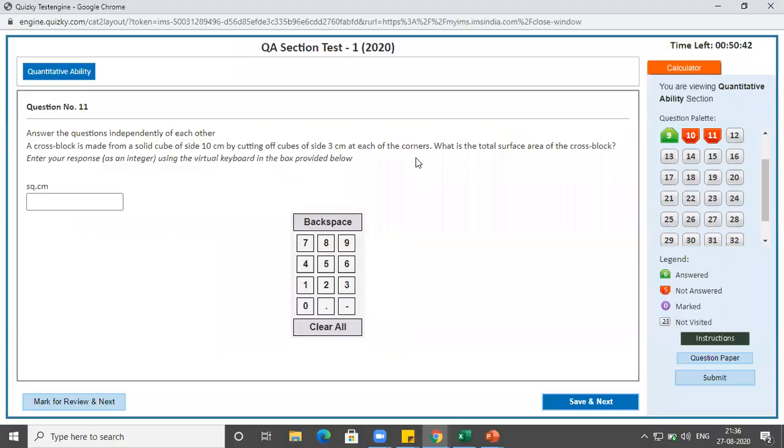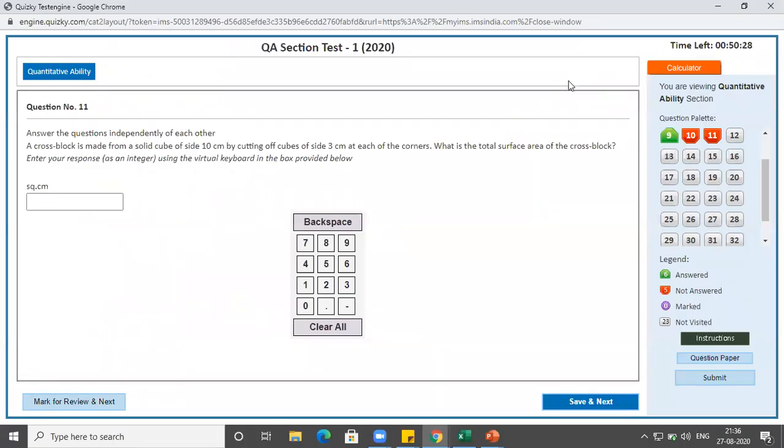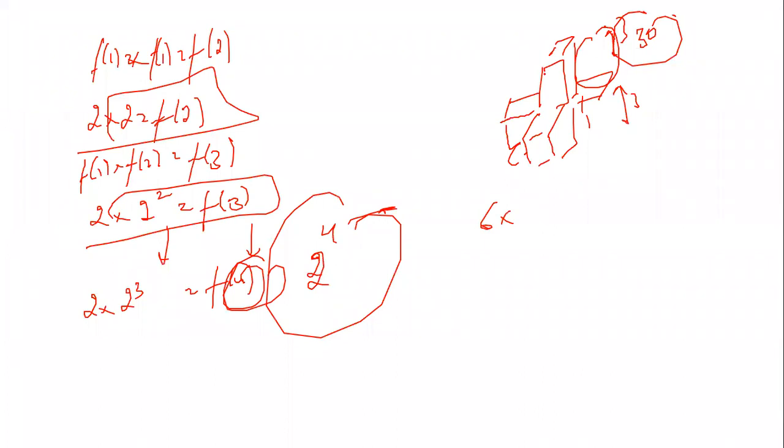3D फिगर होती है. A cross block is made from a solid cube of side 10 cm by cutting off cubes of side 3 cm at each of the corners. Okay. ये क्यूब निकाला है, इस 3 cm का निकाला है. Okay. तो 3 की टोटल बोल दिए. 3. Okay. Well, the total surface area of the cross block. Total surface area will remain the same because you are removing 3 sides, 1, 2, 3. And you're adding 3 sides.